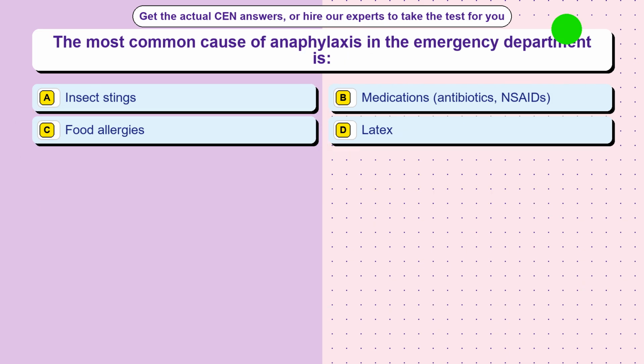Question 73. The most common cause of anaphylaxis in the emergency department is Option A, insect stings. Option B, medications, antibiotics, NSAIDs. Option C, food allergies. Option D, latex.